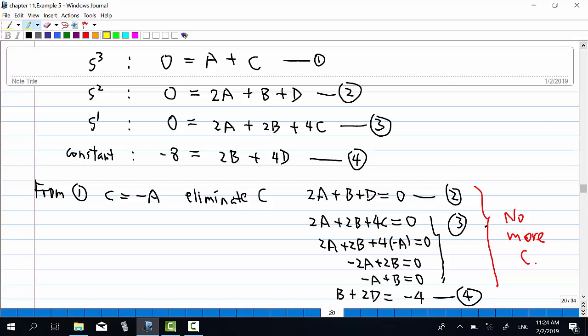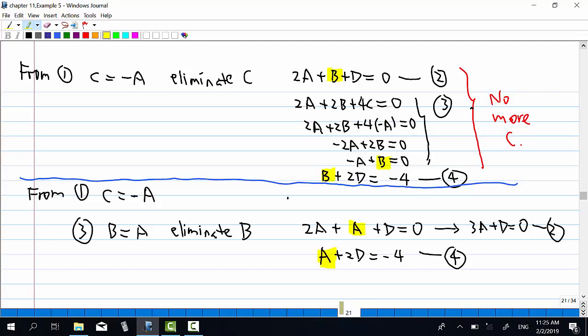Next, based on these three equations, I choose the easiest one. Let's say I choose equation 3. Equation 3 says that b is equal to a. Then I eliminate b. So choose a.